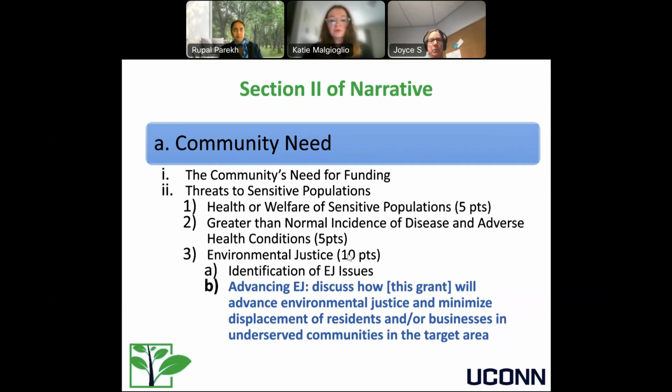If you'll look at the points, you'll notice that the environmental justice portion is weighted very heavily. And in general, there's a lot of emphasis on EJ and underserved populations this year. So for this section, first you're going to identify environmental justice issues in your community, and then you'll move into 3B here at the bottom, which is about advancing environmental justice. And it says, discuss how this grant will advance environmental justice and minimize displacement of residents and or businesses in underserved communities in the target area.